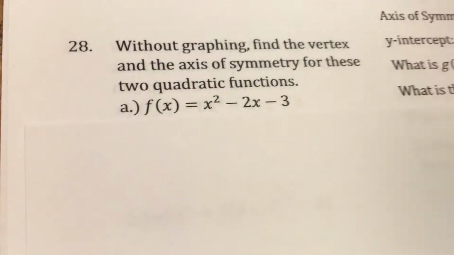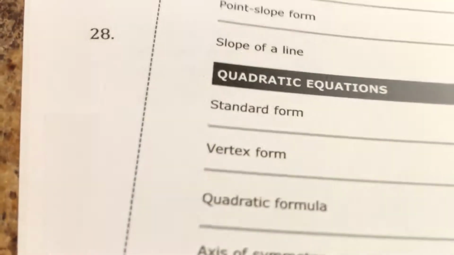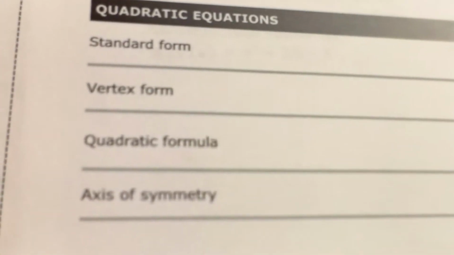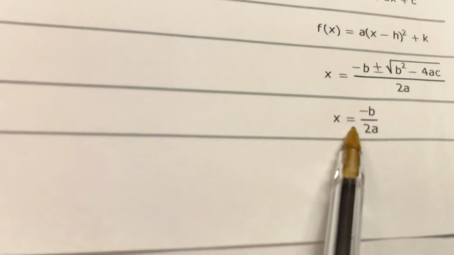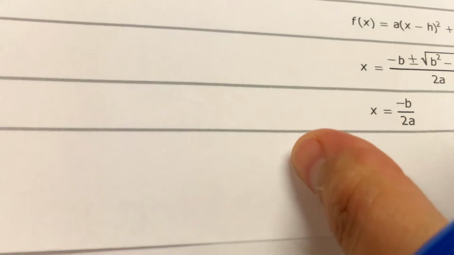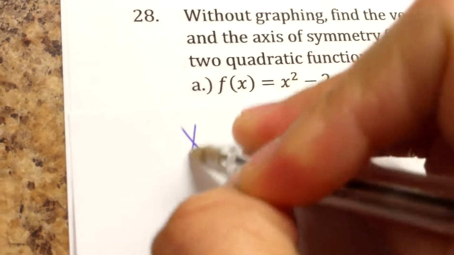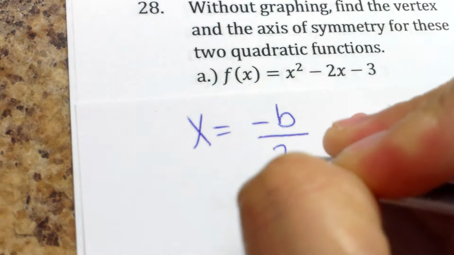So we have to find the vertex. To find the vertex, if we go to the formula chart, if you notice, here it says the axis of symmetry is x equals negative b over 2a. Now that's the first part of your vertex as well. So we're going to use that formula, negative b over 2a, to find the vertex. So x is equal to negative b over 2a.